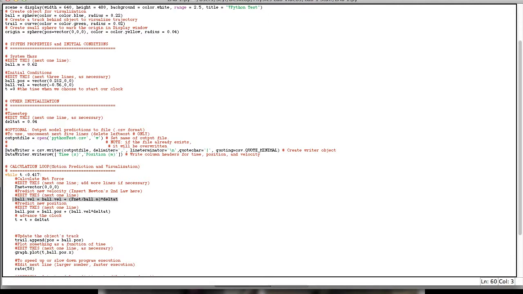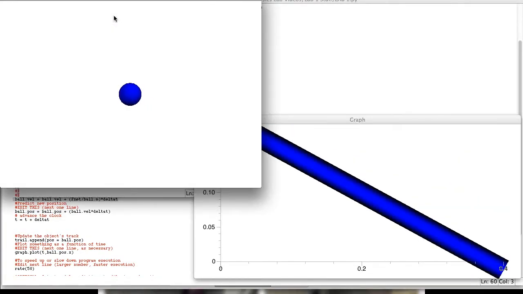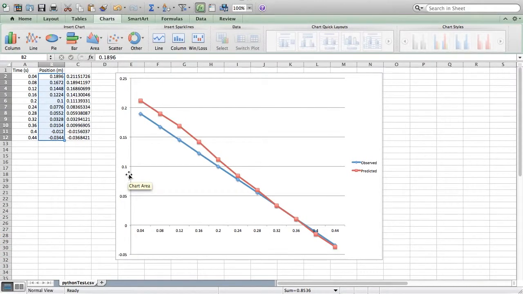Now, when this is run, it gives a computer model as well as data points calculated by Python, which is then put into an Excel file, as you can see here. Now, in this Excel file, I have my change in times, and I also have my predicted positions and my observed positions, which are also shown in this chart here. Now, as you can see, the final predicted position and the final observed position are relatively close.